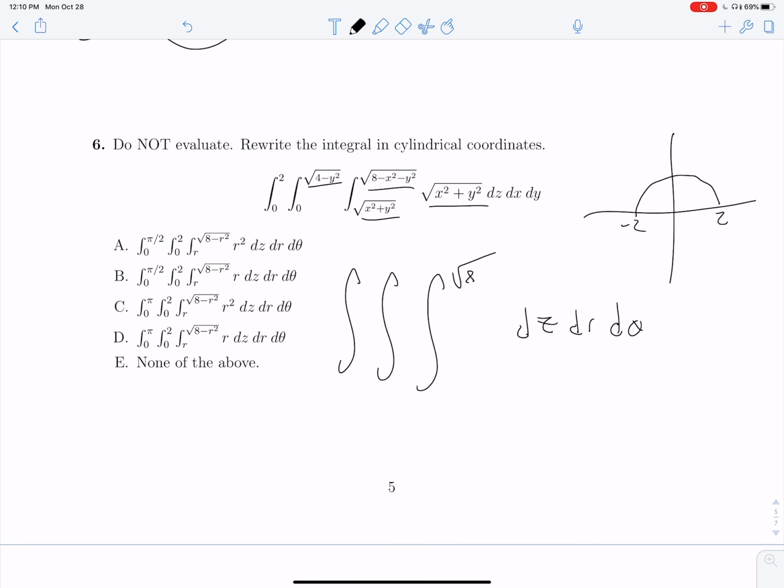So this is going to be 8 minus r squared. This is going to be r. And this is going to be r. But we got to remember that we're also multiplying by r. So this guy and this guy are automatically out, and it's never none of the above. So we're already down to two answer choices. And the only difference is the theta bounds that they have in here. And if we look, y is running from 0 to 2. Well, the only way for y to run from 0 to 2 is if we go from theta equals 0 to theta equals pi over 2. So there's our answer there.